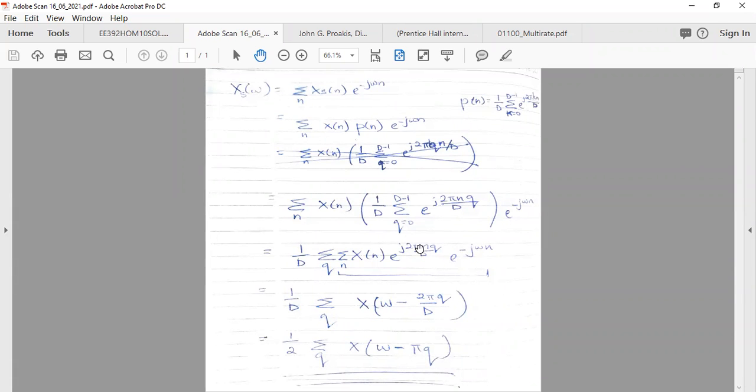We can see this is a shift in the frequency domain. So basically, we can write X of omega, and we can reduce this whole term as X of omega minus 2 pi q, whole thing upon d, summed in terms of q, multiplied by 1 upon d. Now we know our d value, our d is 2. So if we replace d with 2, we get 1 upon 2 summation in terms of q of X of omega minus pi q, because d is 2.